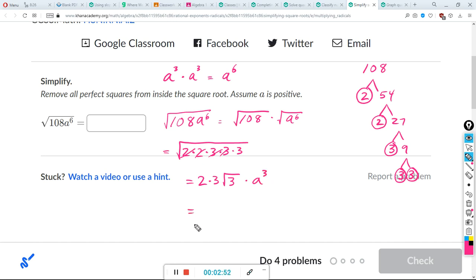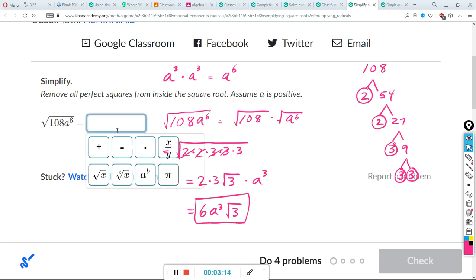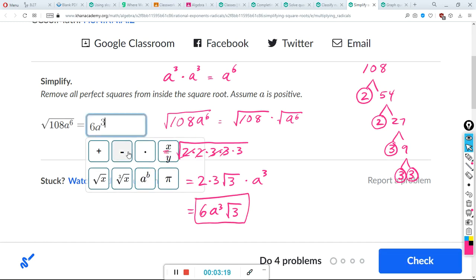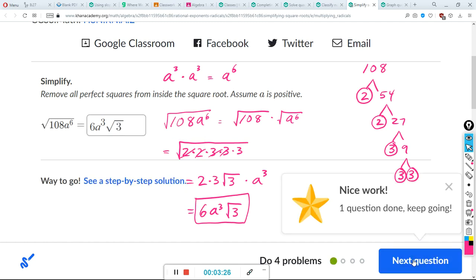Okay, so let's simplify that. 2 times 3 is 6. We have a to the 3rd outside of the square root, so we'll just write it there. And then we only have square root of 3 left over. So that's it: 6a to the 3rd times radical 3. So we write 6a, hit the exponent button to the 3rd, click it again, then hit the square root button and type 3. 6a to the 3rd radical 3.